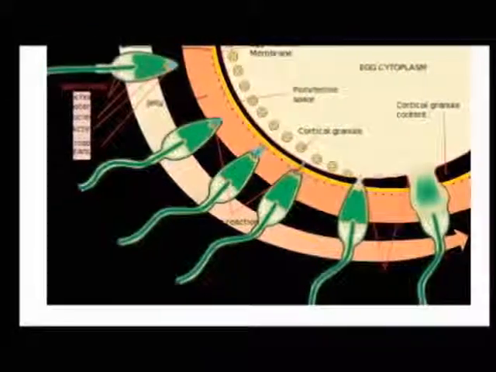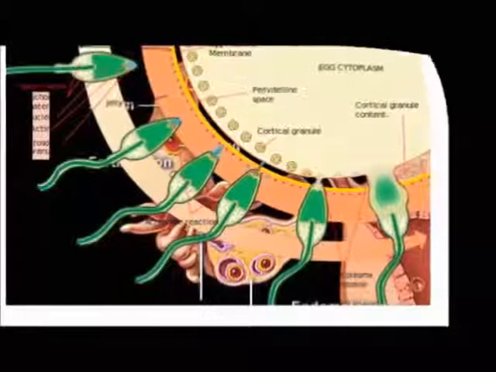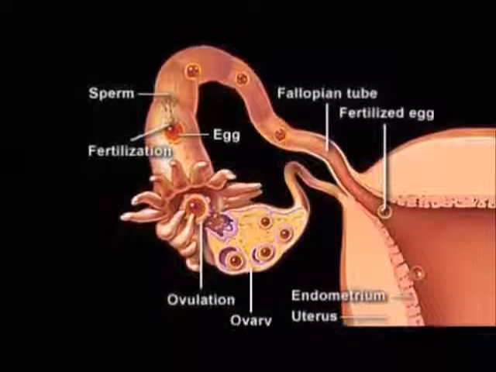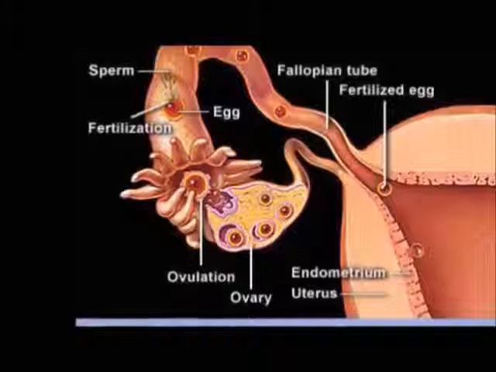The sperm cell fuses with the ovum to produce the zygote. The zygote will now travel from the fallopian tube to the uterus, where it will reside for the development of the baby.